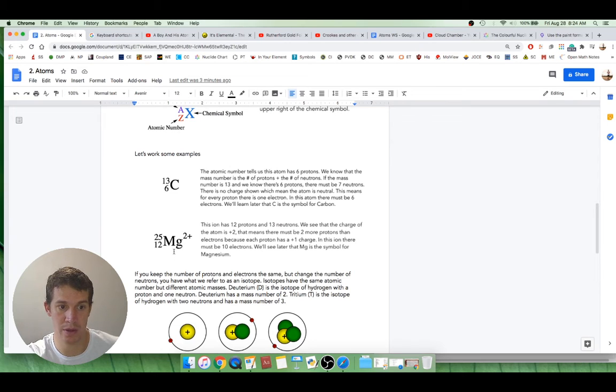This one, we have Mg, so that's magnesium. It has 12 protons. 12 plus what is 25? The answer is 13, so it must have 13 neutrons. And this one is an ion because it has a charge. The charge is +2, so there must be 2 more protons than electrons, because every proton has a +1 charge, and so there must be an extra 2 protons for this ion to have that charge. So if there are 12 protons, there must be 10 electrons.